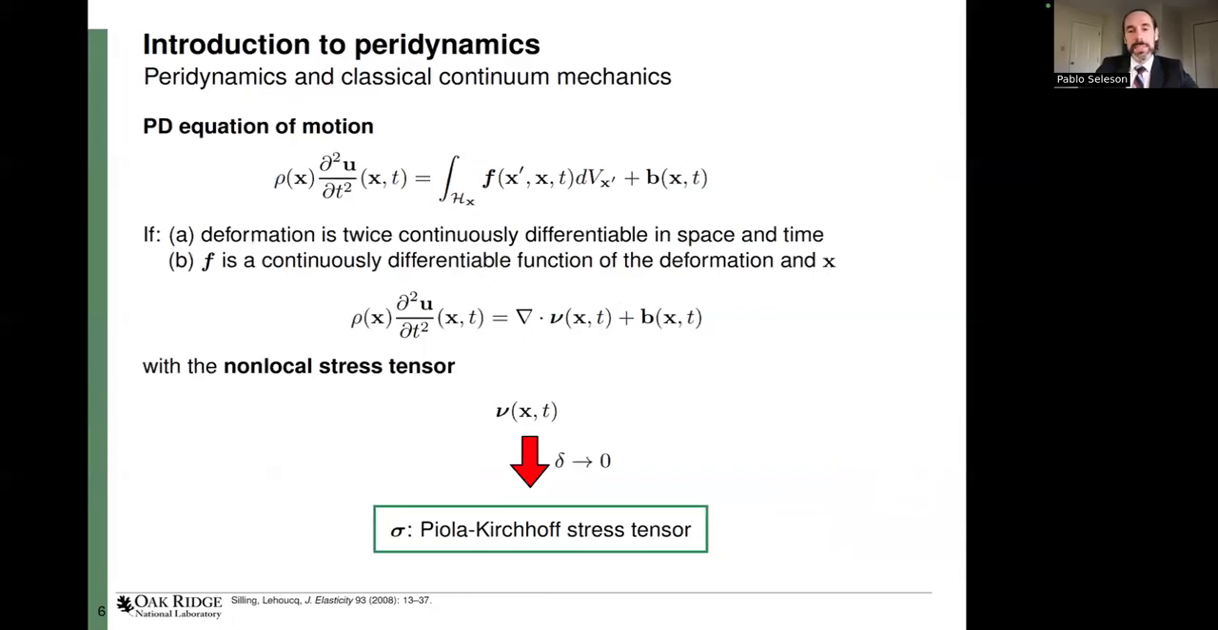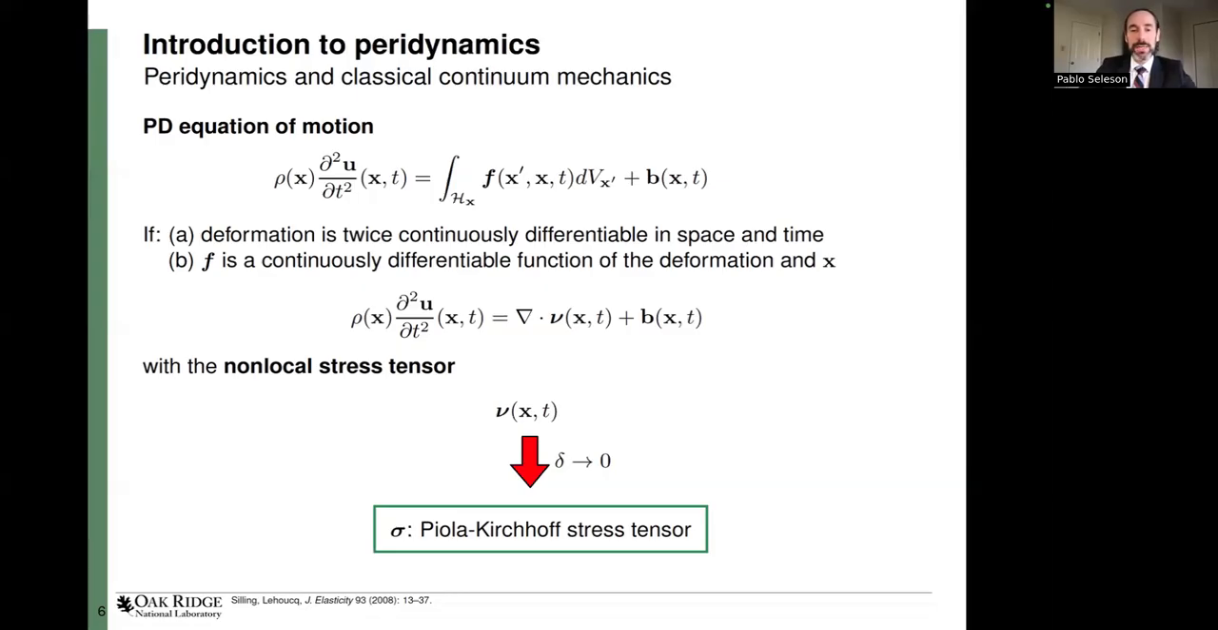Now, one of the aspects that is important for this presentation is the connection between Peridynamics as a non-local model to local models. So you can show, starting from the original equation, that if you make two assumptions on differentiability, one is that the deformation is twice continuously differentiable in space and time, and the second one is that the force function f is a continuously differentiable function of the deformation x.